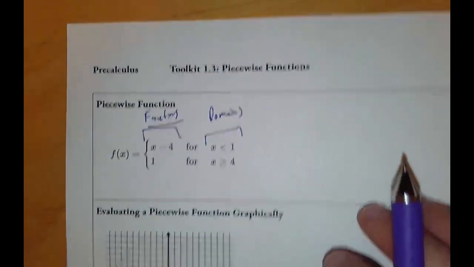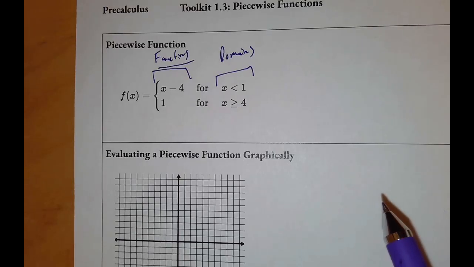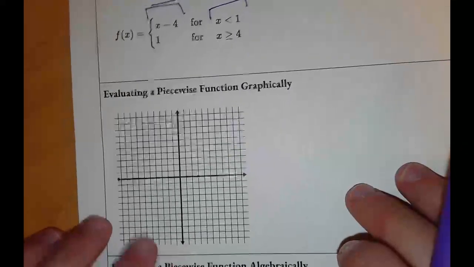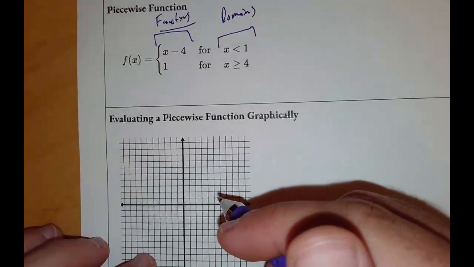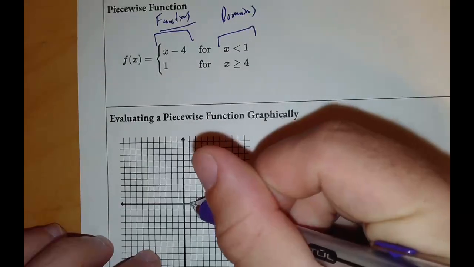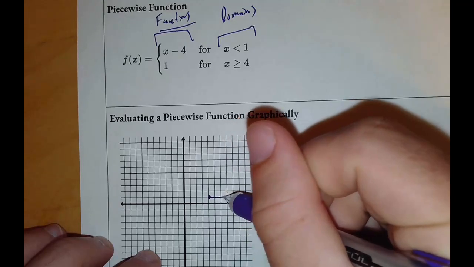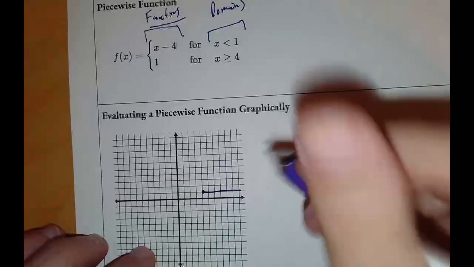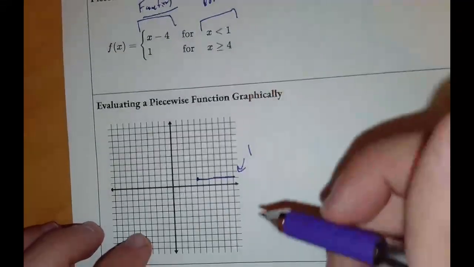These are different areas. So, for example, this one is saying that everywhere x is less than 1, we're going to follow the function x minus 4. Let's start with x greater than or equal to 4. So this will be 1, 2, 3, 4. It's just 1. So everywhere x is greater than or equal to 4, the value is just 1.